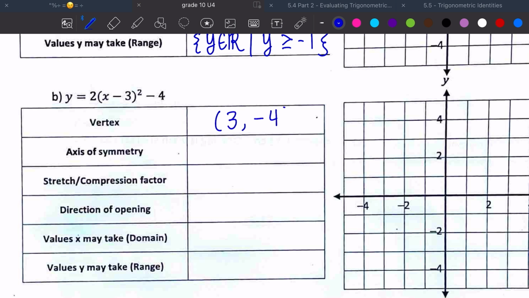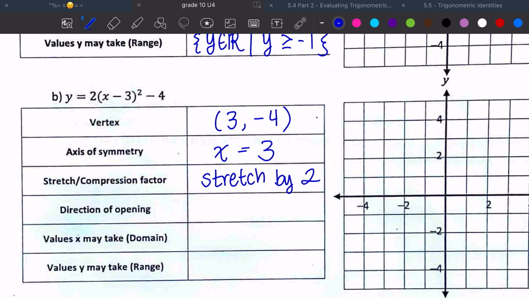3, -4, right? So we're changing this sign to be positive, and this one gets to stay the same. My axis of symmetry is going to be, yeah, Evelyn? 3, perfect. And this 2, is it a stretch or is it a compression? I hear a stretch. Stretch, perfect. It's a stretch, and we're going to say it's by a factor of 2, or by 2. Perfect. Remember, whole number, stretch, decimal, compression.